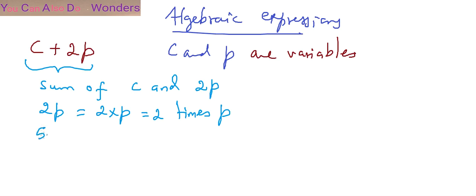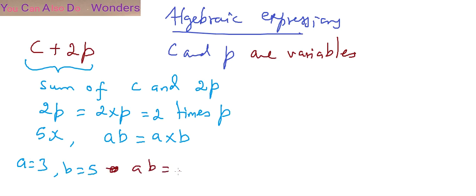Similarly, 5x means 5 into x. Similarly, AB means A into B or A times B. So if A is 3 and B is 5, then AB is equal to, as I said, A into B, so 3 into 5 is equal to 15. So this is the meaning of AB.